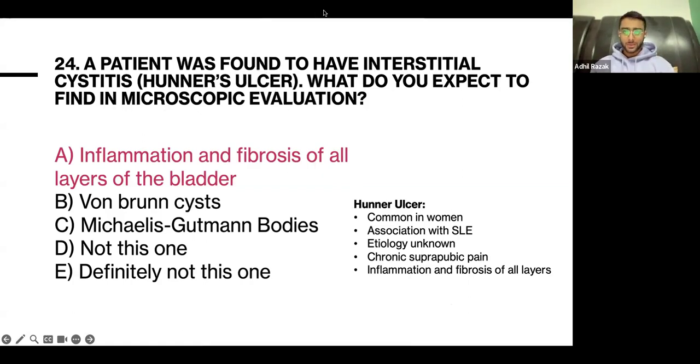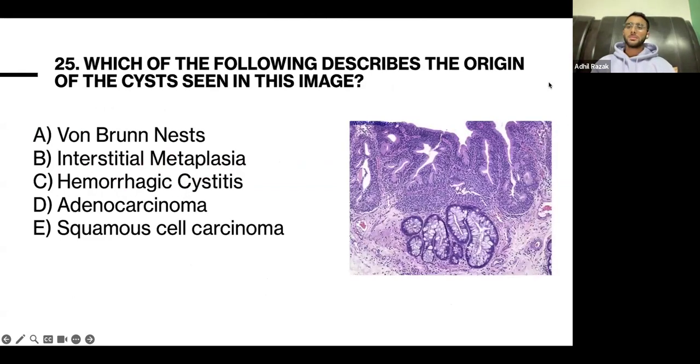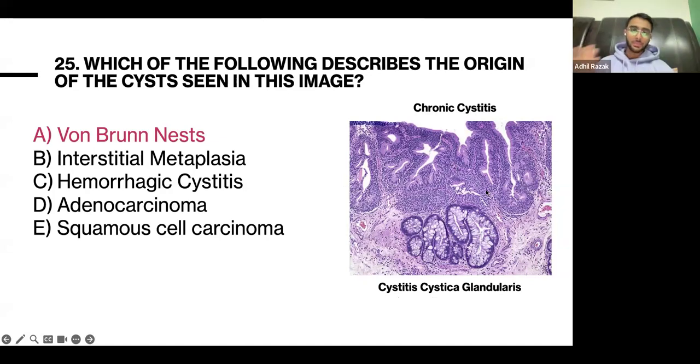Von Brunn cysts, I think that was one of the answers being told. Yeah, B. Von Brunn cysts, we'll be talking about them right here. So which of the following describes the origin of the cyst seen in this image? Von Brunn nest. It's A. So that's the source of these things right here. And this particular presentation is cystitis cystica glandularis, which is a type of manifestation you can see in chronic cystitis.